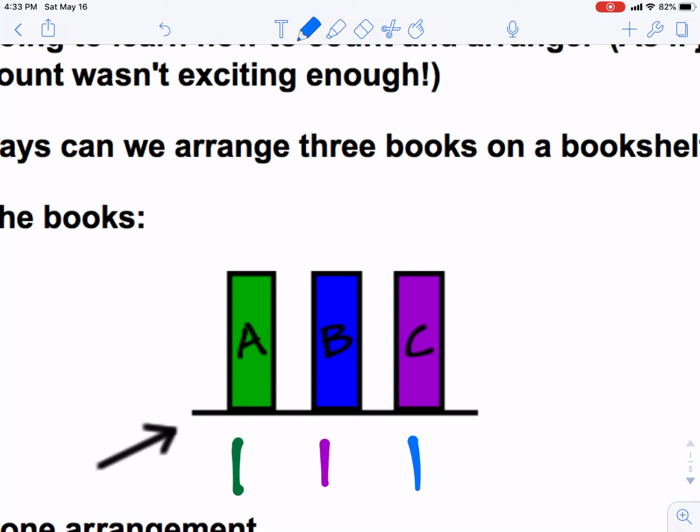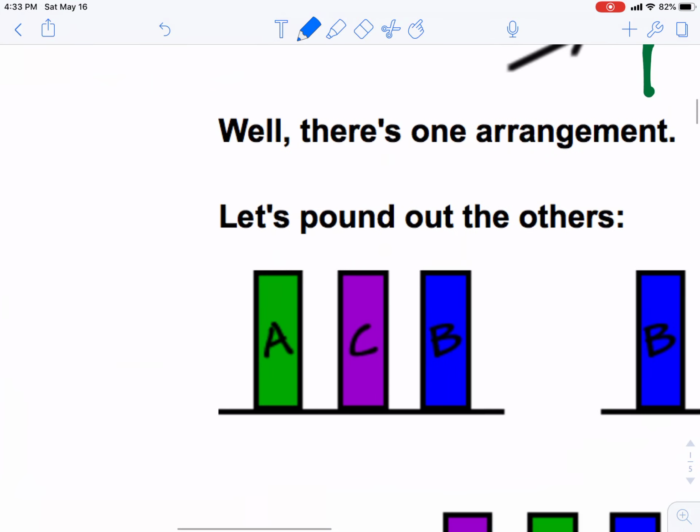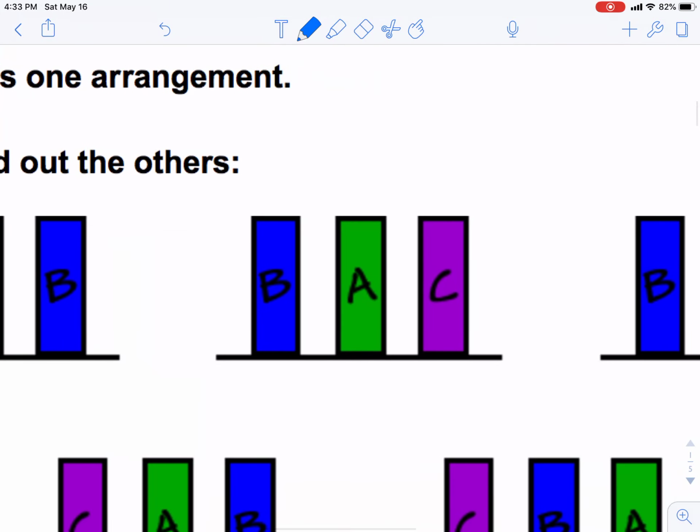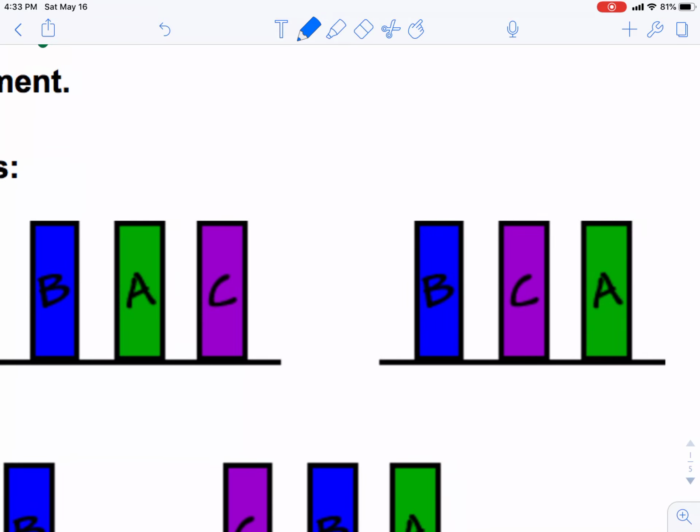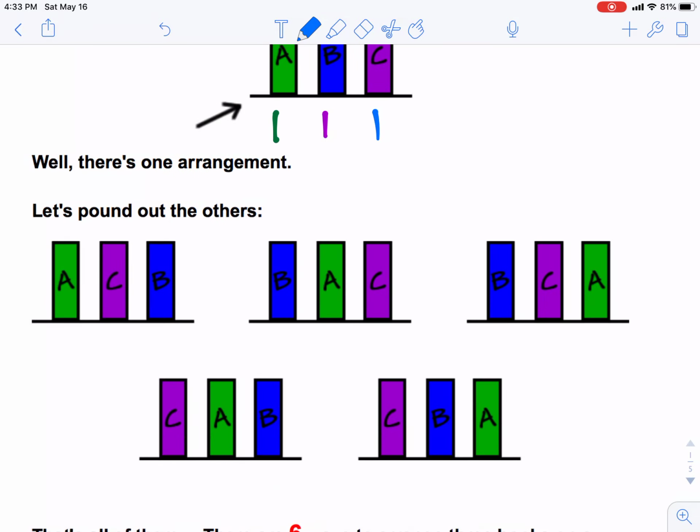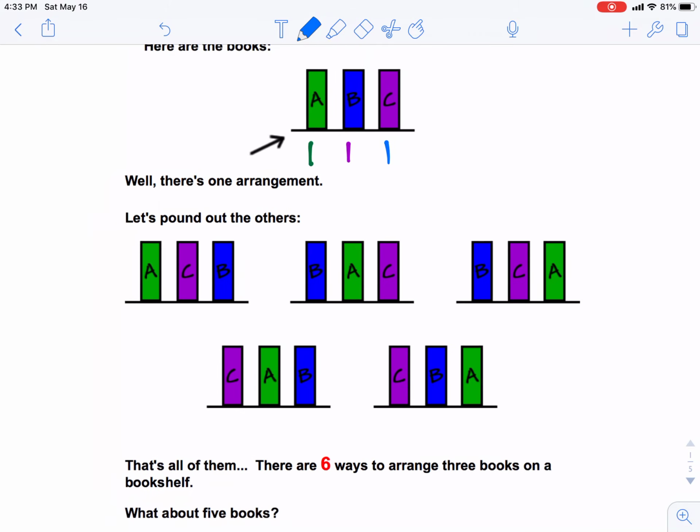Well, the way my brain would do this is start out with the possibilities of green first, and then purple, blue, and then flip-flop. And then I would go to, hey, let's pick a different book first. Let's pick blue first: green, purple, then blue, purple, green. And likewise with purple first: purple, green, blue, and purple, blue, green. All right, so as you can see, there are 6 different ways to make this work.